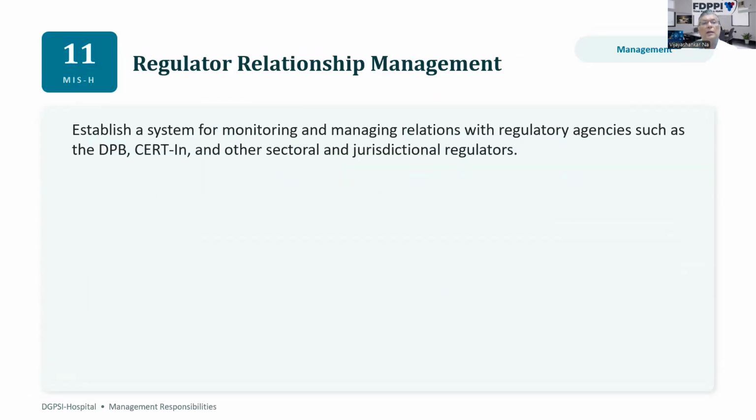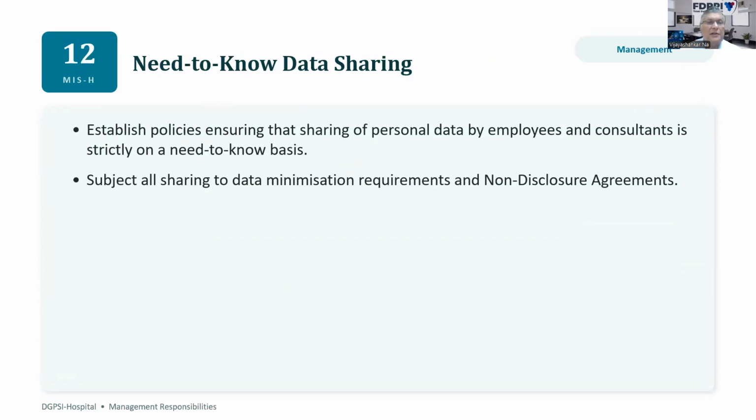Now, the 11th implementation specification is regulator relationship management. The management should ideally establish a system for establishing a relationship and monitoring the relations with the regulatory agencies, which may be the Data Protection Board, which may be CERT-In, or other sectoral or jurisdictional regulators. It may be the NABH authorities, it may be other local authorities.